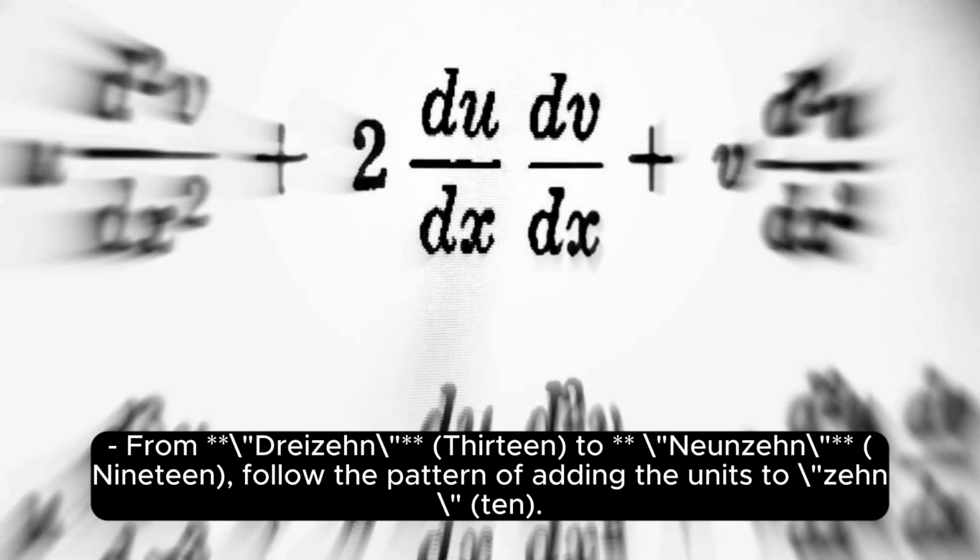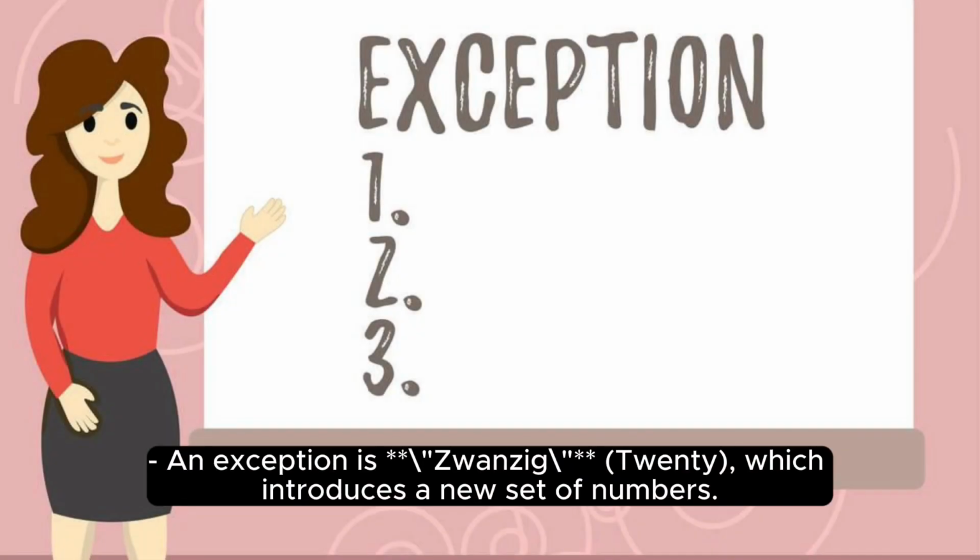Numbers 13 to 20. From dreizehn, 13, to neunzehn, 19, follow the pattern of adding the units to zehn, 10. An exception is zwanzig, 20, which introduces a new set of numbers.